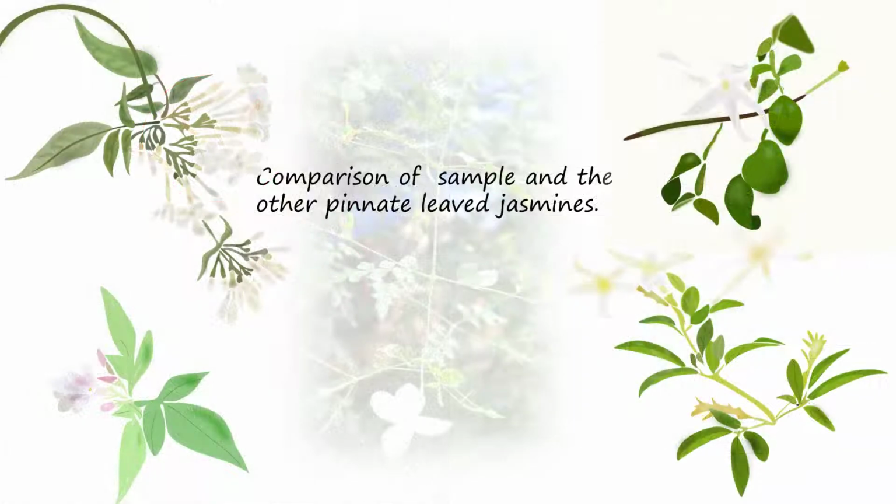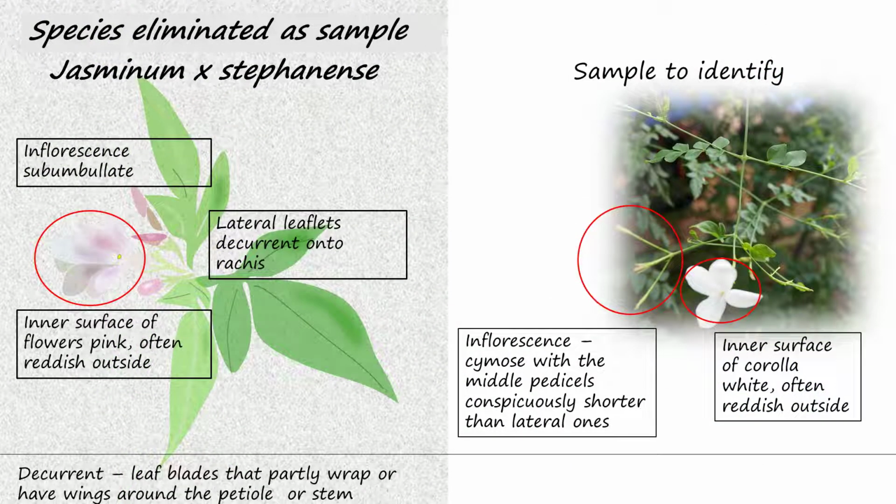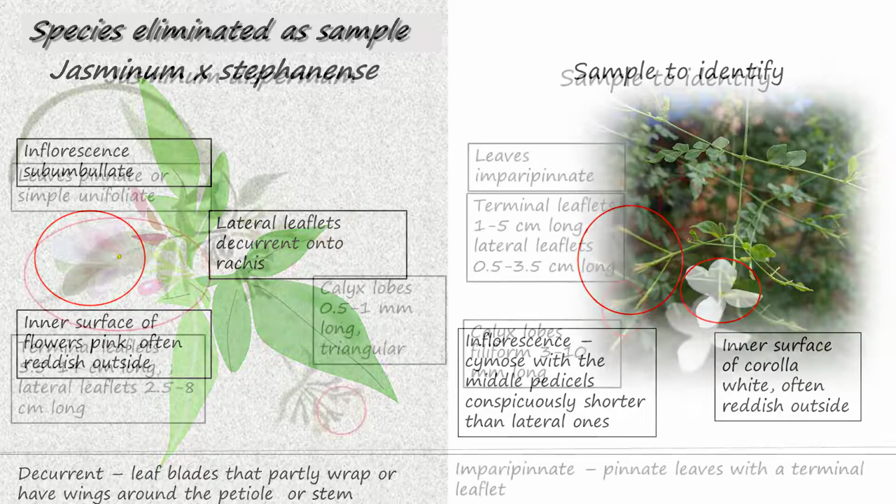The sample is also compared to other pinnate leaf jasmines to ensure that the sample was not one of them. Jasminum stephanense, the hybrid between Jasminum lycianum and Jasminum officinale, is differentiated from the sample by the subumbellate inflorescence, the pink inner surface of flowers, and lateral leaflets that are decurrent, the leaf blade partly wrapping around the petiole. The sample has cymose inflorescence, a white inner surface of flowers, and did not have decurrent leaflets.